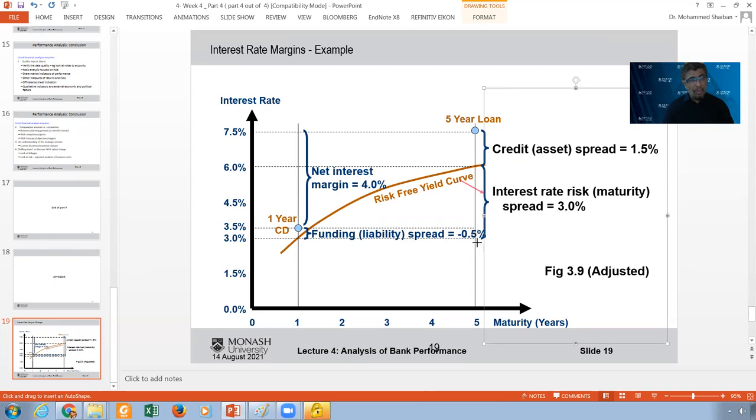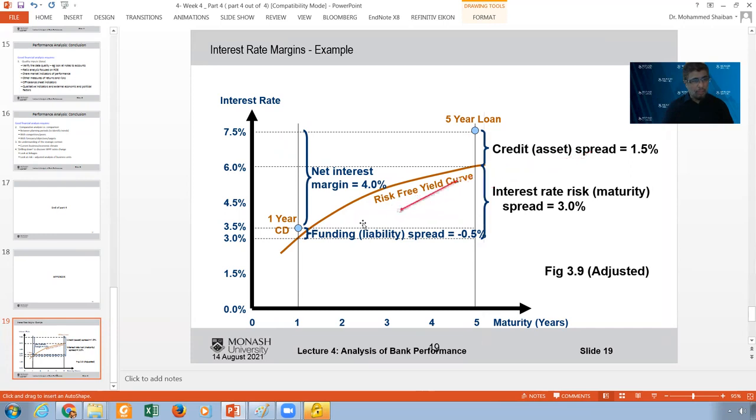So as you can see, when the government security return for long-term is 6%, mine is 7.5. Why is this 1.5 coming into the picture? It's the credit risk spread. Okay, this is one thing.